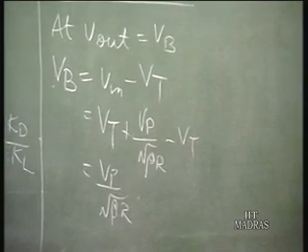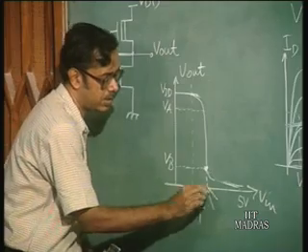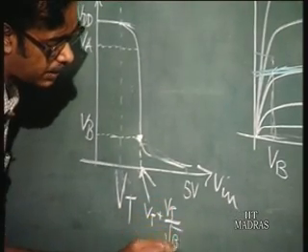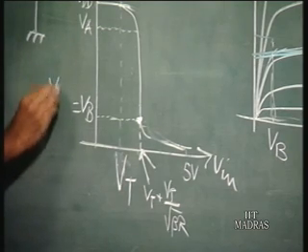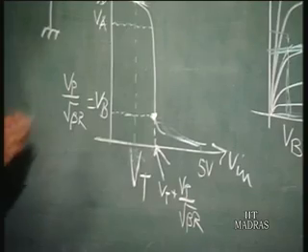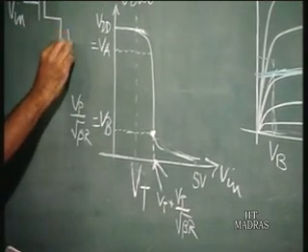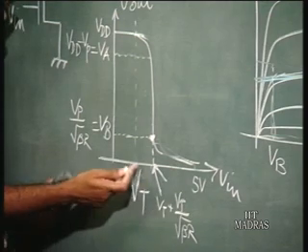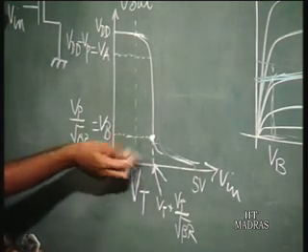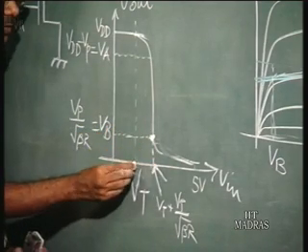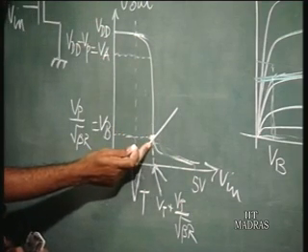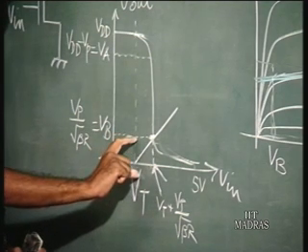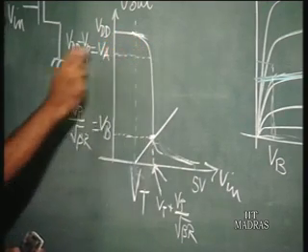All right. So we have found out the critical points in this curve. This is VT here, this is VT plus VP by root beta R. This VB is equal to VP by root beta R, and this VA is equal to VDD minus VP. So if you look at this, this is VT, this is VP by root beta R, and this is also VP by root beta R. From VT, if you draw a line with unity slope, the point where it cuts here is the point. This much is VT plus VP by root beta R, and this much is also VP by root beta R. Here it is VDD minus VP.